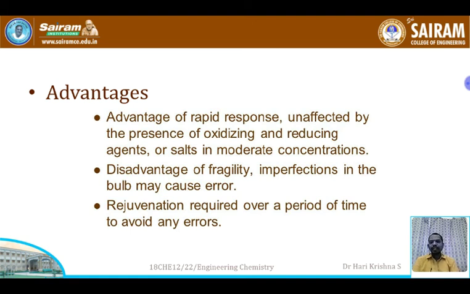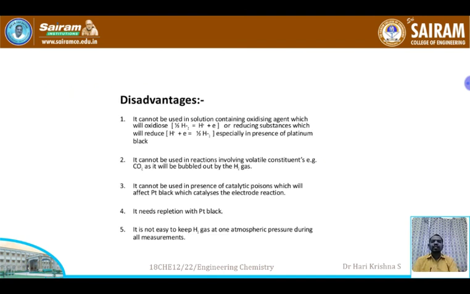Now let us see the advantages of the glass electrode. It has a rapid response. It is unaffected by oxidizing agents and reducing agents or salts in moderate concentrations, that is, in moderate concentrations only. But the disadvantages are fragility, and imperfections in the bulb may cause error. Regeneration is required over a period of time to avoid errors.